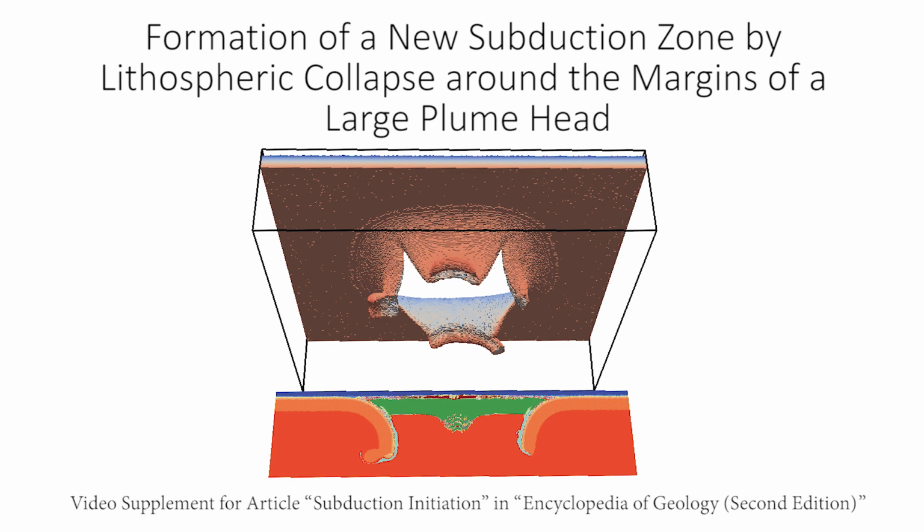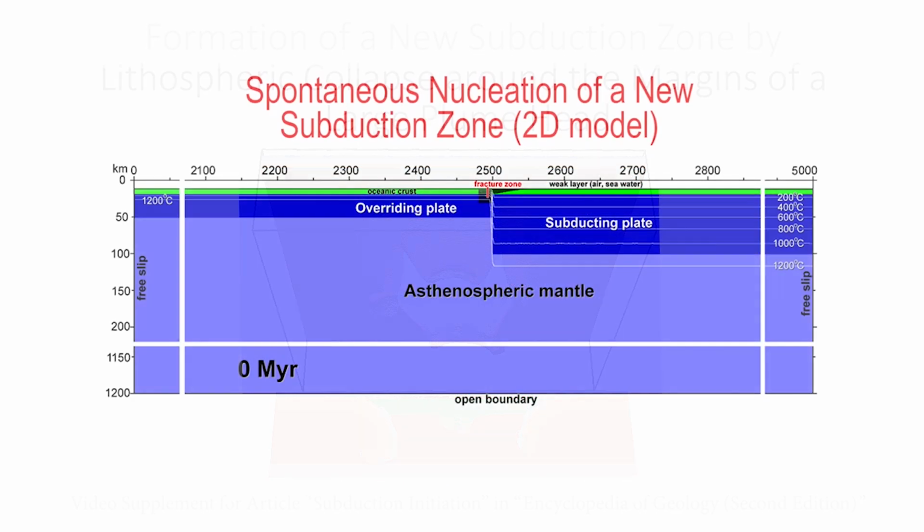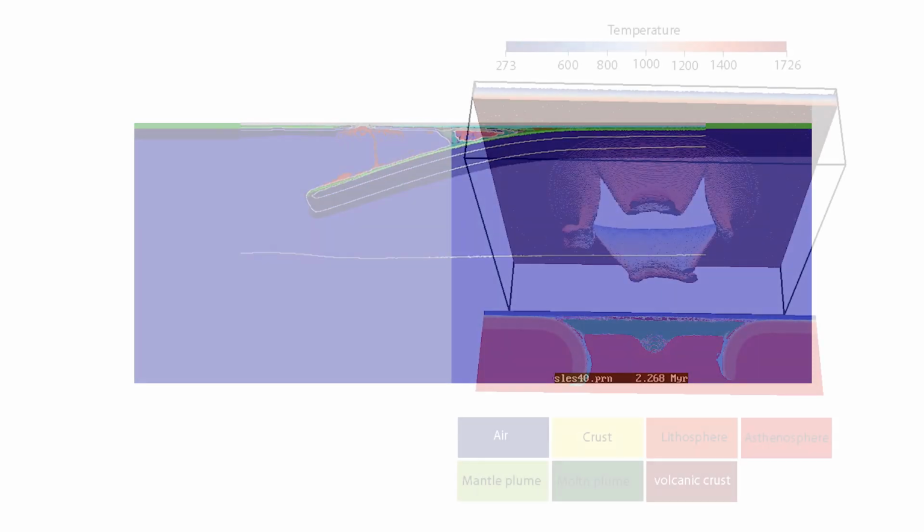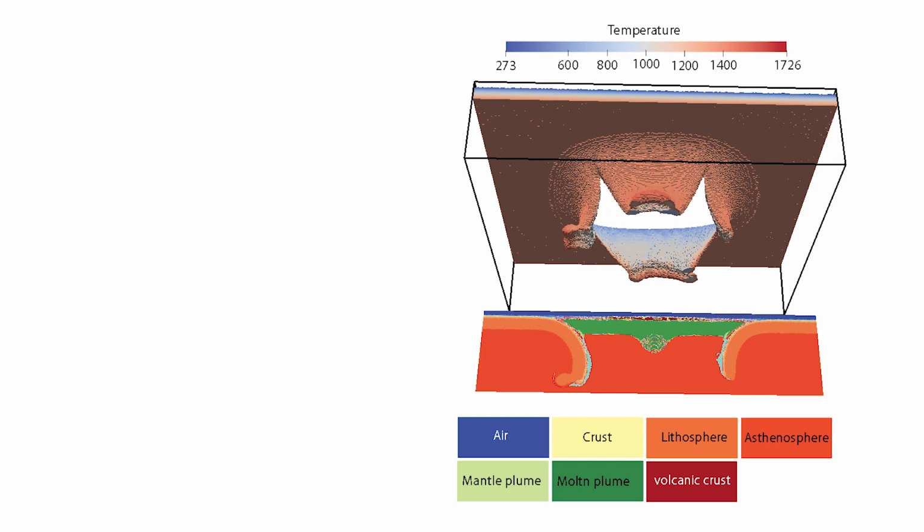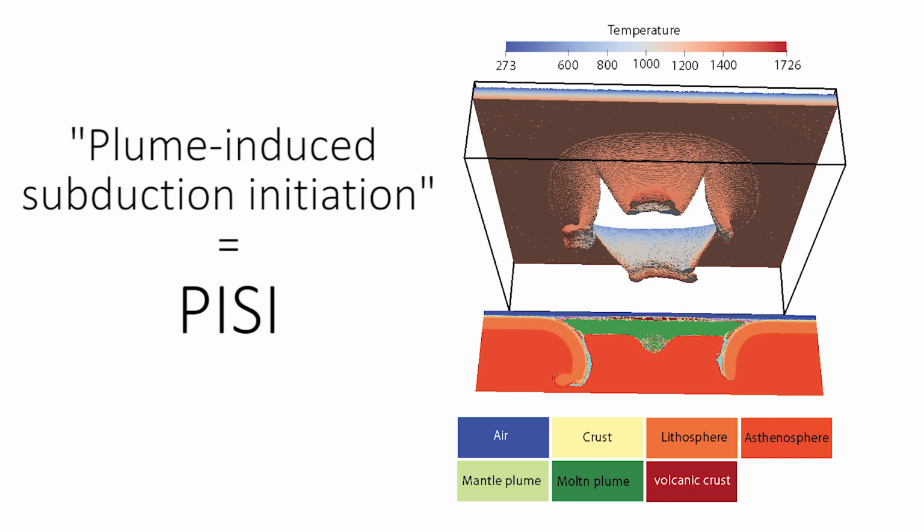I'm here to help explain how mantle plumes can cause a new subduction zone to form. In another video, we showed how a new subduction zone could form when dense oceanic lithosphere sinks adjacent to a major lithospheric weakness, such as a transform fault or fracture zone. In this video, we show another style of spontaneous subduction initiation around the margins of a large mantle plume head. This is called Plume-induced Subduction Initiation, or PISI for short.